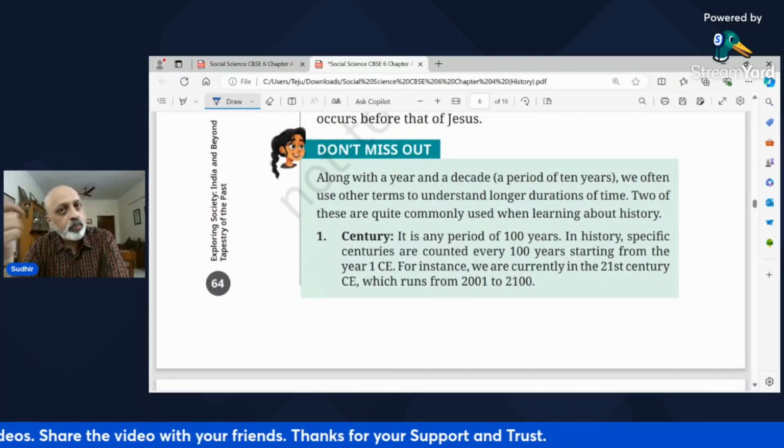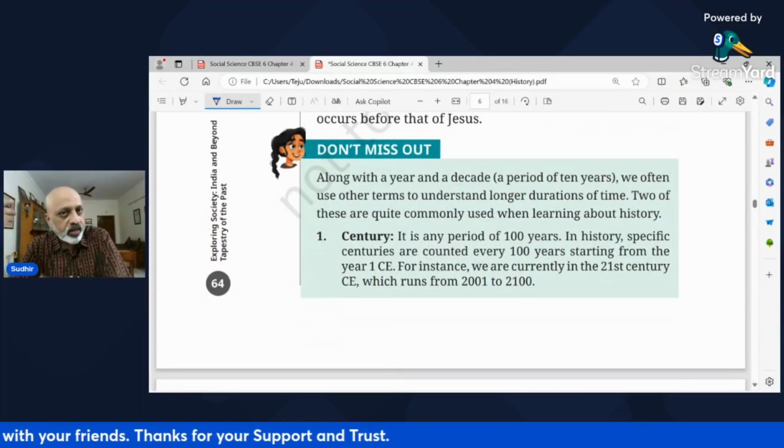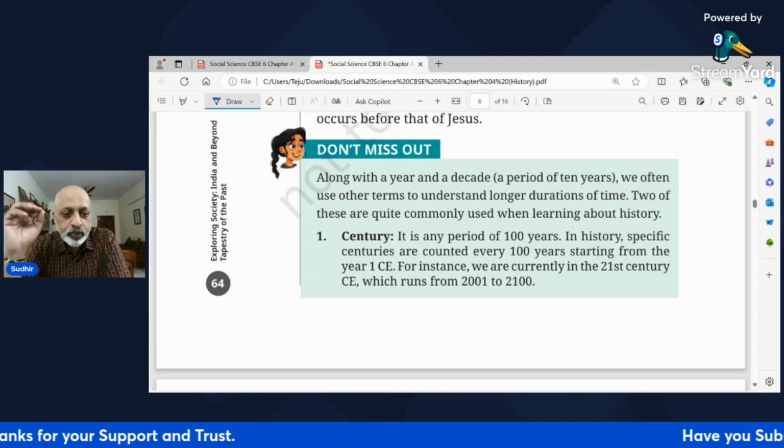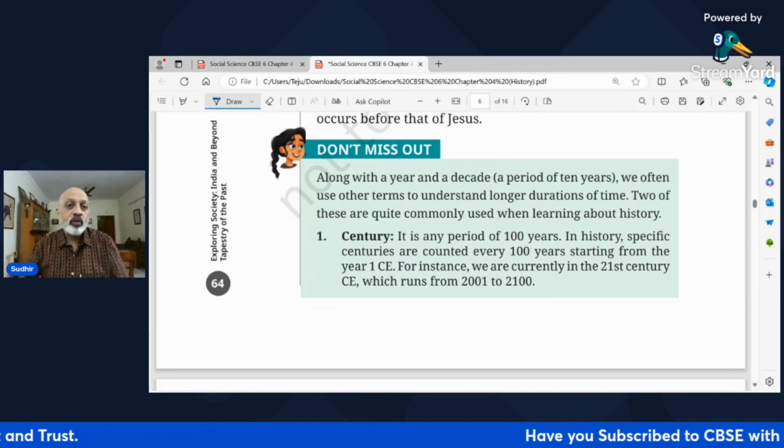So, a century is a period of 100 years. Ye to sabko maalum hai, just like in sports, in cricket. Then, specific years are counted every 100 years, starting from 1 CE.